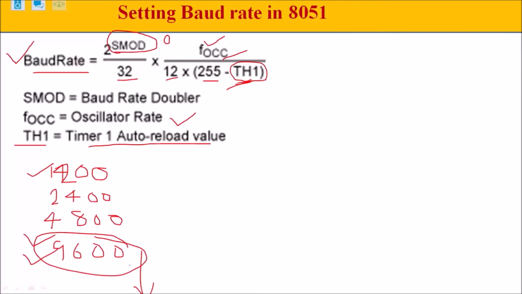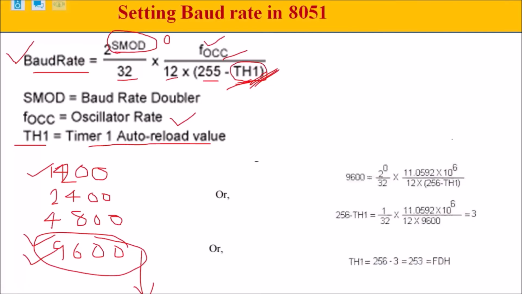So for this particular baud rate, we have to find what value should be stored in the TH1 register. So 9600 will be stored in place of baud rate. Here I have shown some calculations. The baud rate is 9600, 2 raised to power SMOD is 1 with SMOD 0, divided by 32. The frequency is 11.0592 megahertz, so 10 raised to power 6 divided by 12 multiplied by 256. It should be 256.